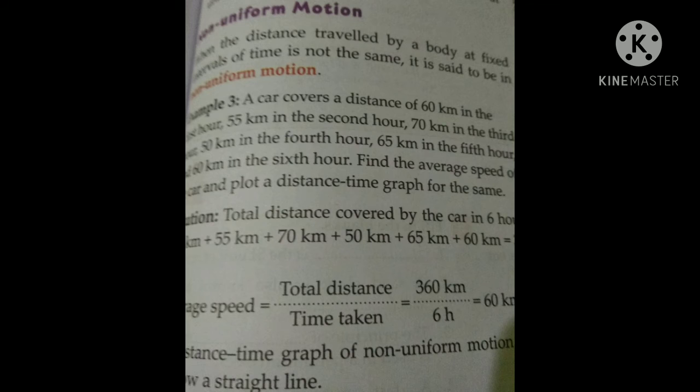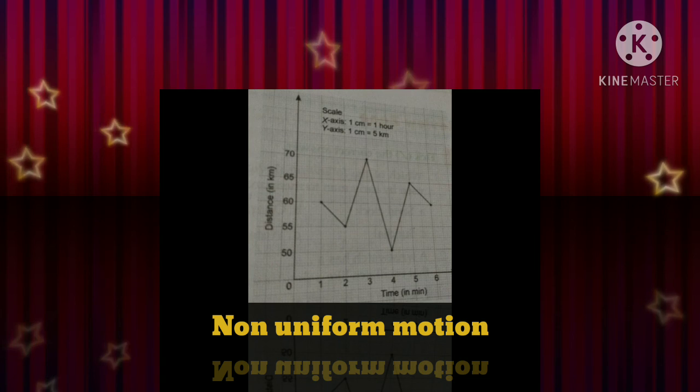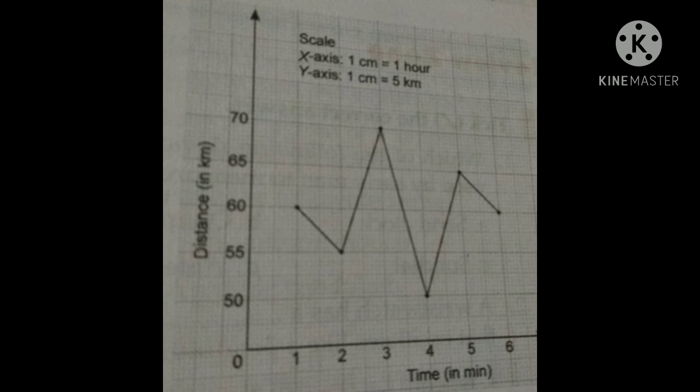So the average speed is equal to the total distance traveled divided by the total time taken. Adding up all these distances, we will get 360 kilometers divided by 6 hours, which will be equal to 60 kilometers per hour. So the distance-time graph of non-uniform motion will be a curved line. So now we will plot a graph for non-uniform motion also. Again, we will draw two perpendicular lines on a graph paper representing the x-axis and y-axis.